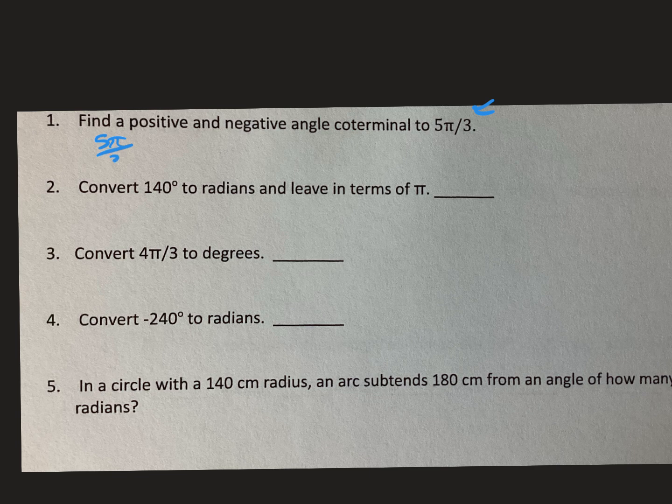Don't forget how we did that to get a positive one. Remember, just double the bottom. If I double 3, I get 6 pi over 3. Just add the numerators together. Get 11 pi over 3. That's the positive one. The negative one, we're just going to subtract 6 pi over 3. So if I do 5 pi minus 6 pi, that is negative 1 pi over 3.